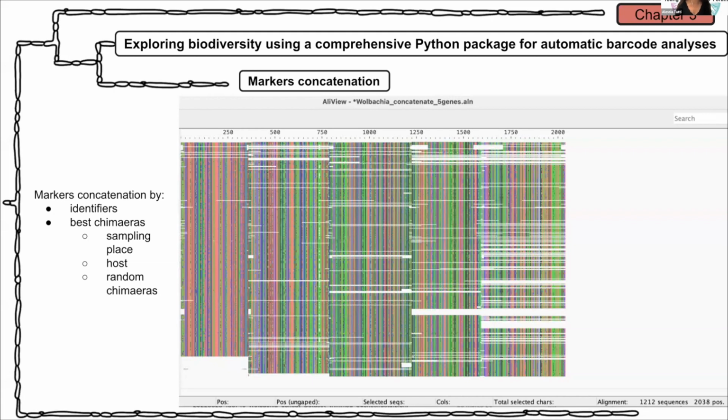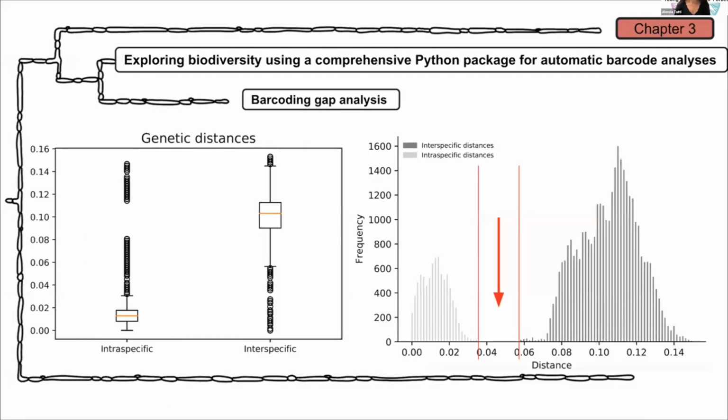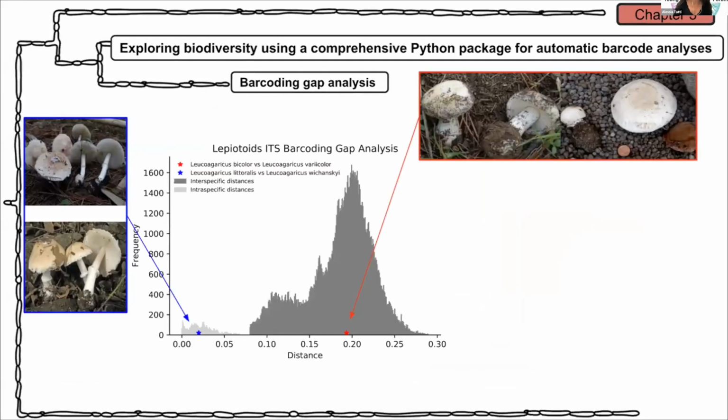And also you can try to create the best chimeras if you want to concatenate more sequences, because you do not always have the identifiers. And to create the best possible chimeras, the code is going to use the sampling place and the host. And then in the final part, the code is going to do the barcoding gap analysis. The barcoding gap is the gap existing between the intraspecific distances distribution and interspecific distances distribution. And then you can plot in the histogram the species you are interested in.